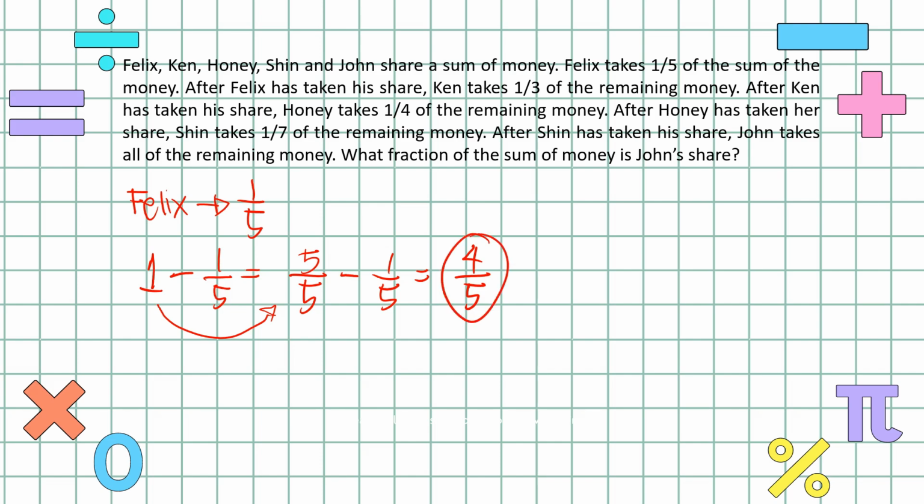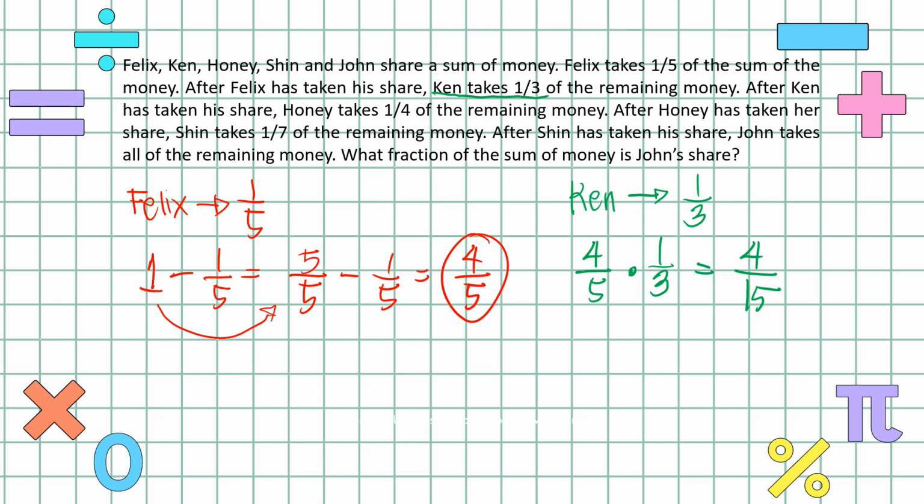It was followed by Ken, who took 1/3 of the remaining money. So let's put it here. If the remaining money is 4/5, we take 1/3 of it. So that's the same as 4/5 times 1/3. Multiply, we'll have 4 over 5 times 3, which is 15. So 4/15 is the actual fraction taken by Ken from our sum of money.